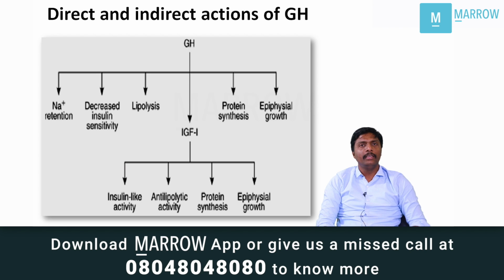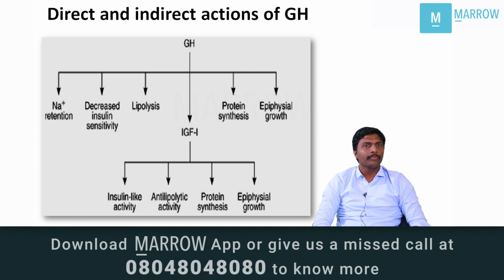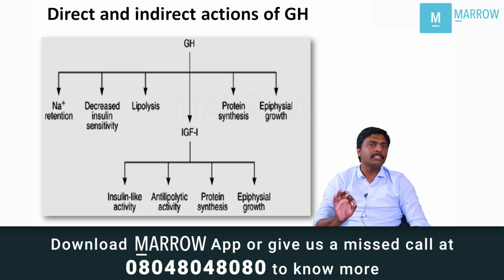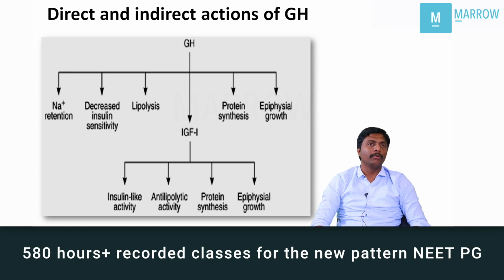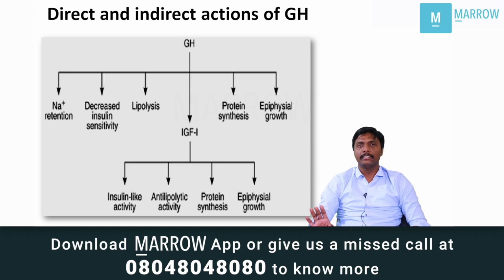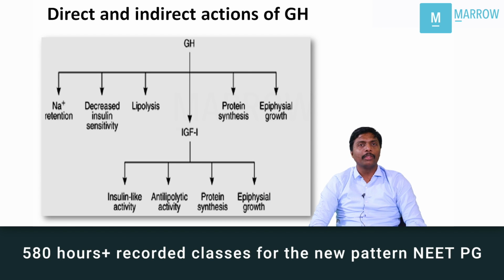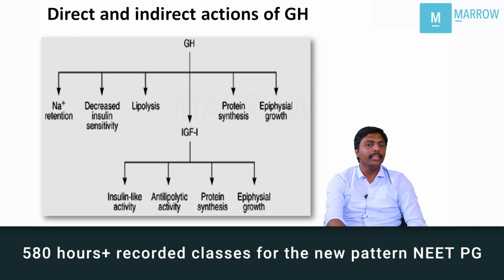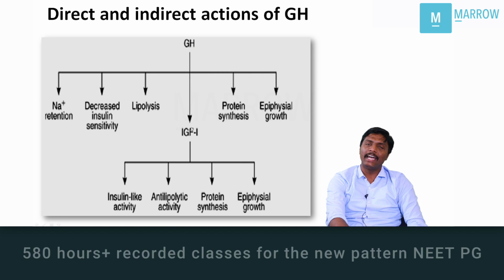What is the concept? Anything concerned directly with the growth hormone is called direct action of growth hormone. Simple. Common sense. Why are these substances called somatomedins? They mediate the action of growth hormone. So automatically, any action produced by somatomedins is considered to be indirect action of growth hormone. Very simple. Now the basic concept we have underlined. Look here, direct actions of growth hormone are all these actions. Indirect actions mediated by IGF are all these actions.